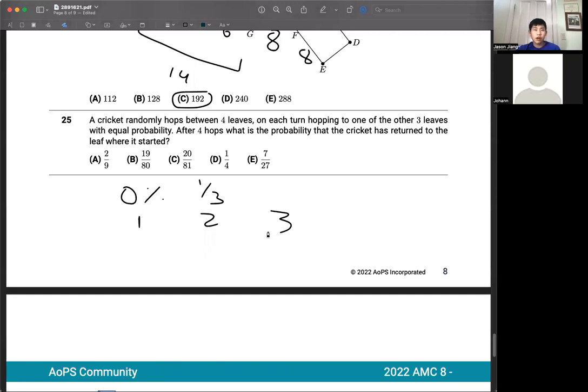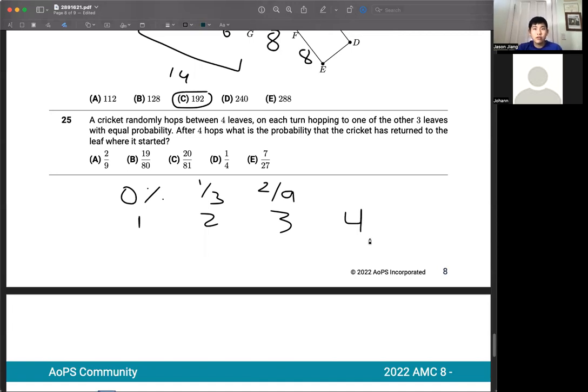After 3 hops. So there's a 1/3 chance it was on the leaf it just started on, in which case it definitely jumped to a different leaf. However, there's a 2/3 chance it was still on a different leaf, and there's a 1/3 chance that it would jump from that different leaf back to the original. So that 2/3 gets multiplied by 1/3, so we have a 2/9 chance of being on its original leaf now.